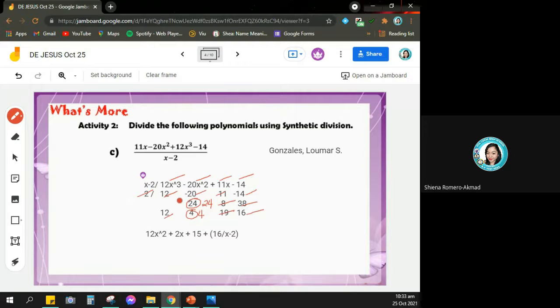So ano yung final answer? O, nakalimutan mo itong baguhin. Ano yung final answer natin? Should be 12x squared, correct? Plus 2x. O, 2x ba yun?